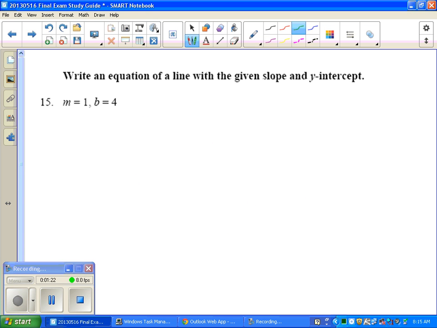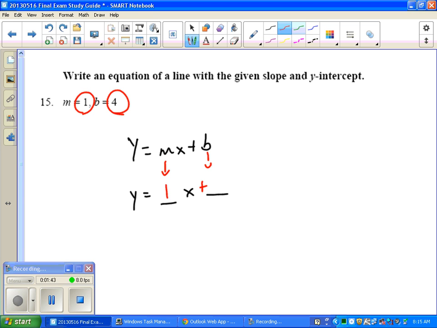15 says write an equation with m and b. They give you m and b. Slope-intercept form, simple. Y equals mx plus b. Just leave y, leave equals, leave a space for m and an x and a space for b. In place of m, we want to plug in 1. So in place of m, 1. In place of b, we want to plug in 4. So in place of b, +4. So y equals, there's no reason to write a 1 coefficient. Y equals x plus 4.